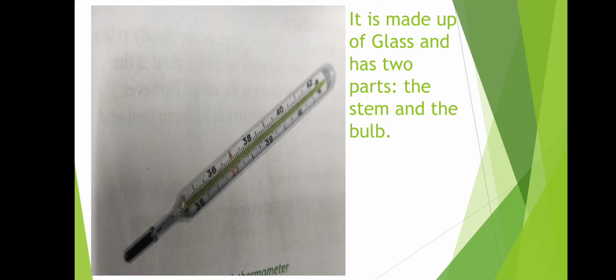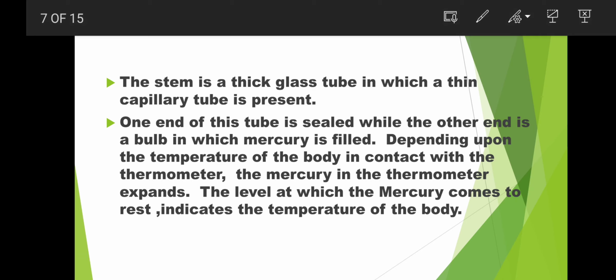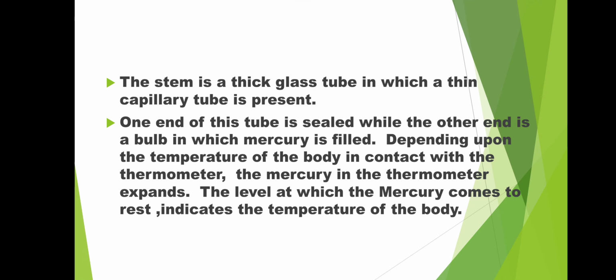This thin tube is called the capillary tube, which has one end sealed and the other end attached to the bulb. And in this bulb, mercury is filled. So when we touch the thermometer to our body, the mercury starts gaining heat and expands into the capillary tube, and the level at which the mercury comes to rest indicates the temperature of the body. So this is the working of a thermometer.